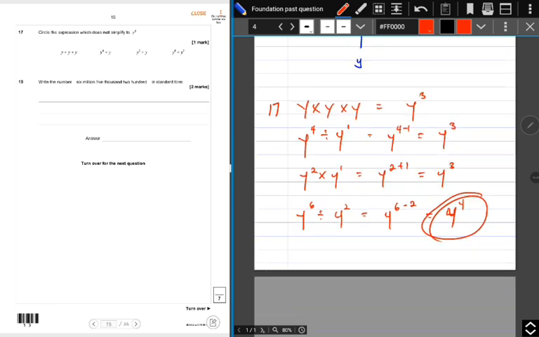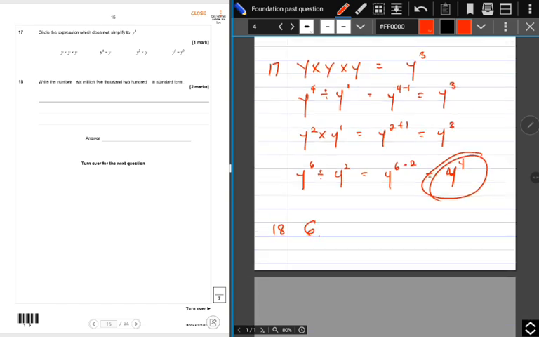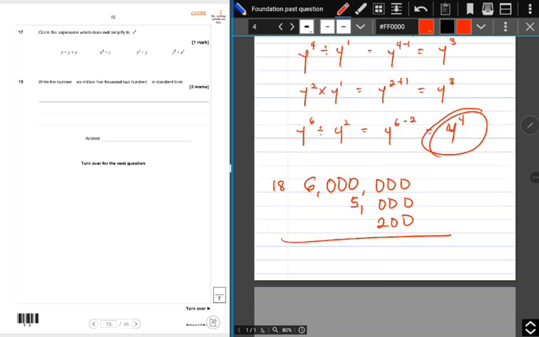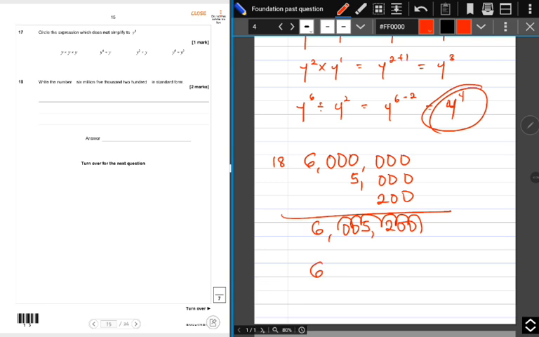So question 18 says write the number 6,500,200 in standard form. Now let's do it this way. Let's break it down. 6 million. The next one is also 5,200. So we are having 6,005,200. So let's do the approximation. 1, 2, 3, 4, 5, 6. So I can write this as 6.0052 times 10 to the power of 6.